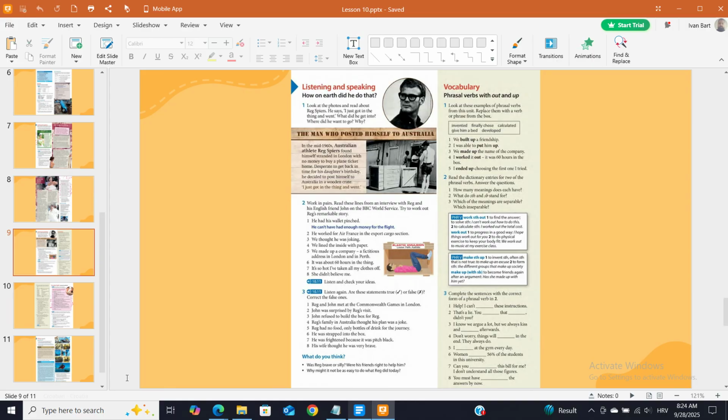PHRV work SO out. 1. To find the answer to solve SO. I can't work out how to do this. 2. To calculate SO. Worked out the total cost. Work out. 1. To progress in a good way. I hope things work out for you. 2. To do physical exercise to keep your body fit. We work out to music at my exercise class.